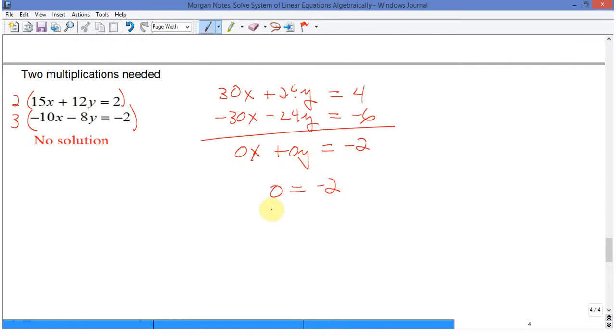Okay, here's a situation. We have 0 equal to negative 2. That's never true for any situation of x and y, so this is no solution.